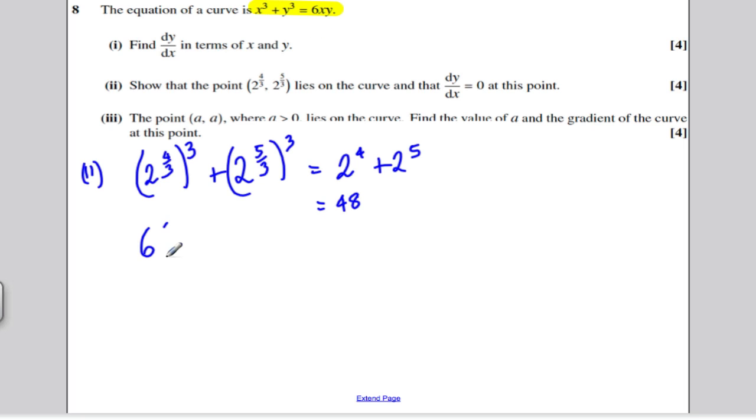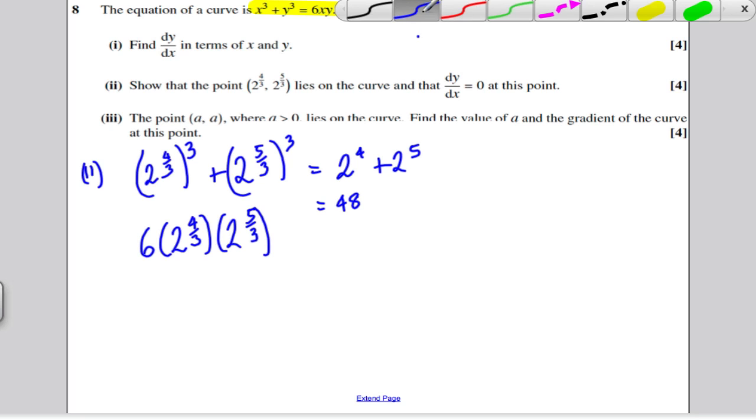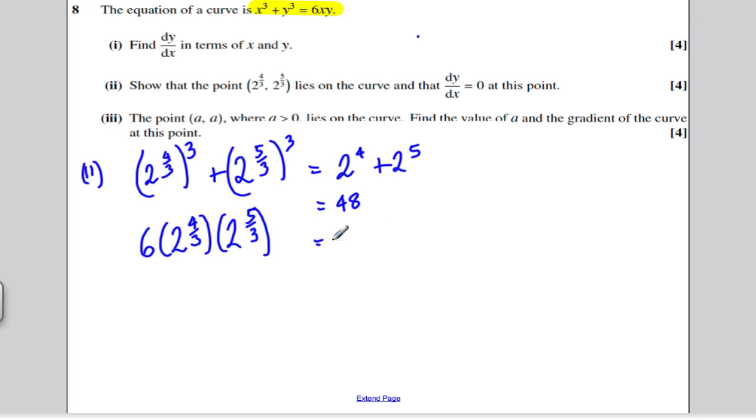Now, let's work out what 6xy would be. It would be 6 times 2 to the 4 thirds times 2 to the 5 thirds. If the base numbers are the same, you can add the powers. So 2 to the 4 thirds times 2 to the 5 thirds is 2 to the 9 thirds, which is 2 to the 3. So this is 6 times 2 to the power of 3. Well, 2 to the power of 3 is 8, and 6 times 8 is 48. So therefore this lies on the curve.